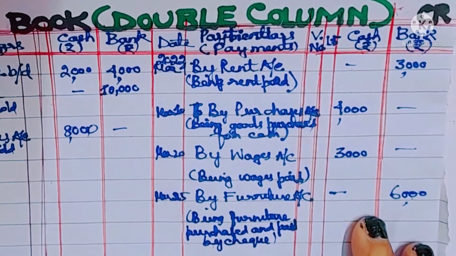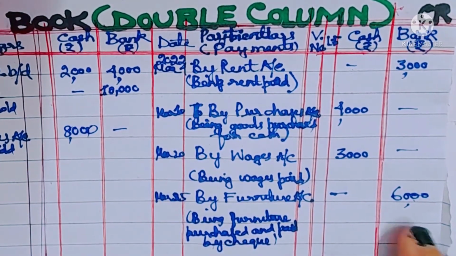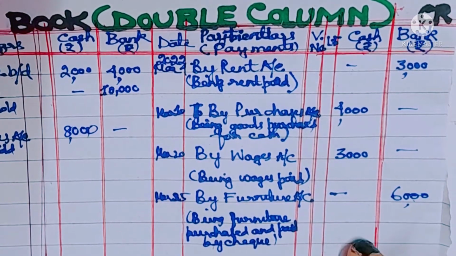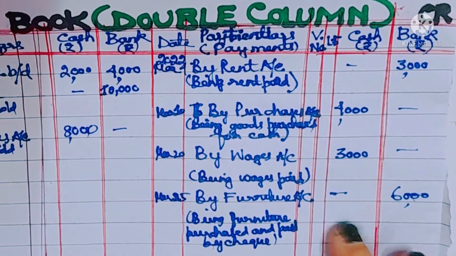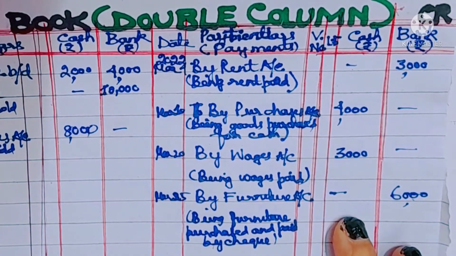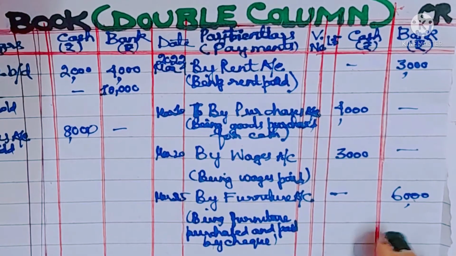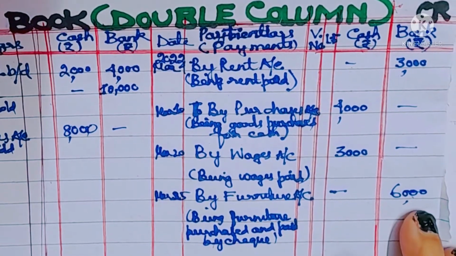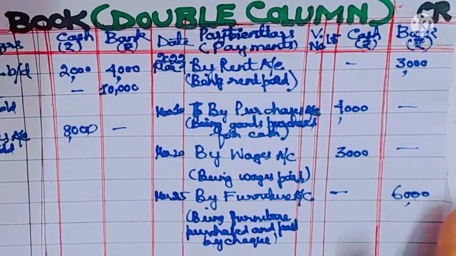And moreover, the bank column represents the bank account. The bank account comes under personal account. According to the personal account rule, the giver of the benefit is credit. Here, when furniture is purchased, the cheque is paid by the bank. So the bank is the giver of the benefit. So 6,000 will be credited.